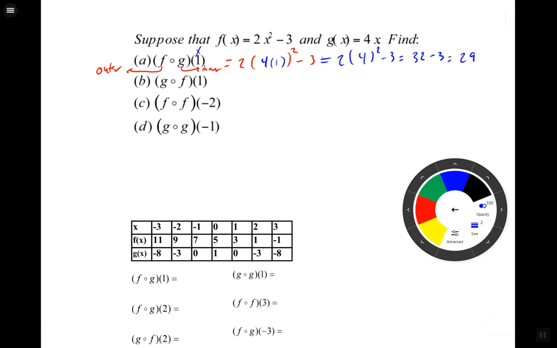Okay, what about this one? For this one, if we're doing g o f, the g is the outer, and the f is the inner. I'm going to change this so that it matches. There we go. I'm going to color code it for you.